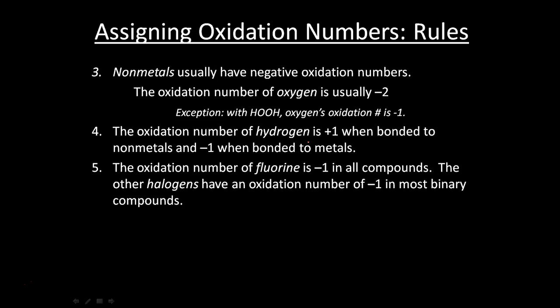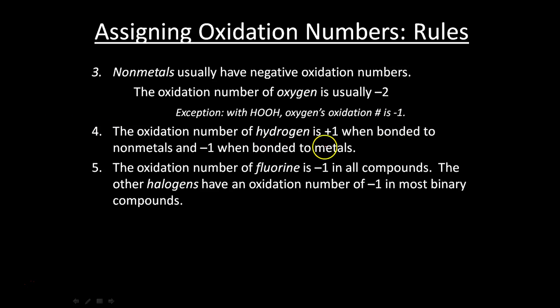All right. So rule number 3, nonmetals usually have negative oxidation numbers. There are some exceptions to this, but in general, nonmetals have negative oxidation numbers. And the oxidation number of oxygen is usually 2 minus. So if you ever see an oxygen, think it's 2 minus. There's an exception though for the peroxide ion. For the peroxide ion, the oxidation number is -1. So keep that exception in mind.